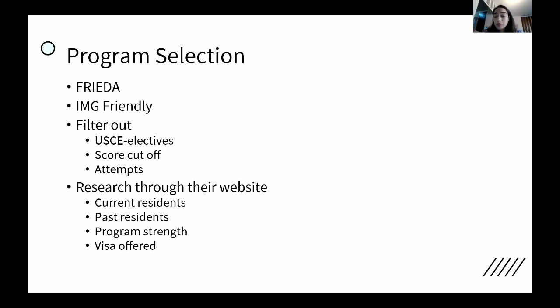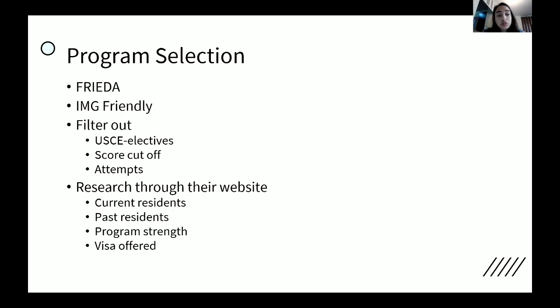And look at attempts. Some people have CS attempts, or even for step 1 and step 2, they want the first attempts. So filter those programs out as well. Research through the website. FRIDA doesn't give you everything, and sometimes you won't get the whole picture out of FRIDA.